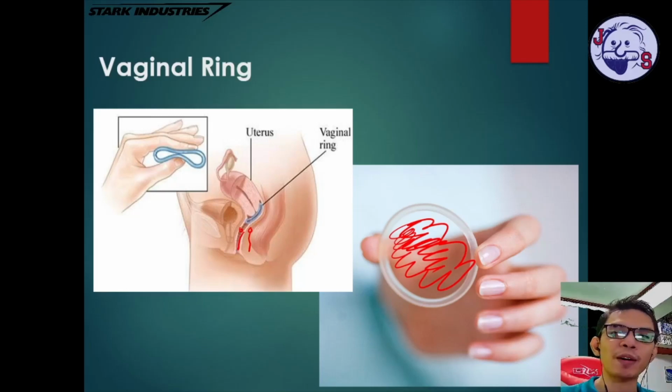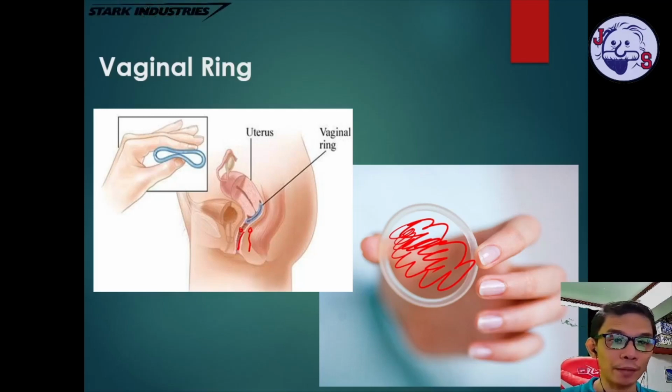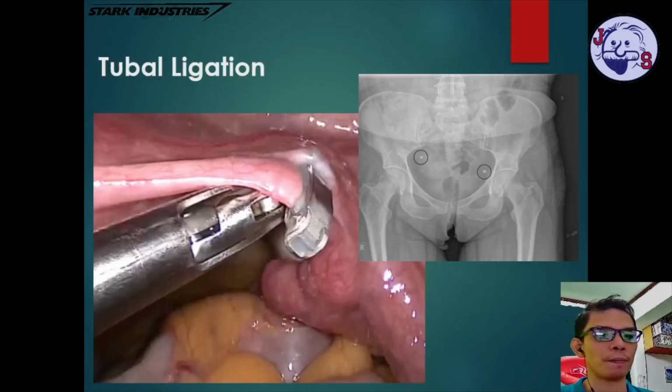So the use of the vaginal ring will not guarantee that you are prevented from having a sexually transmitted disease. The use of a condom is still required in order for you not to get a sexually transmitted disease. And lastly, we have the tubal ligation.